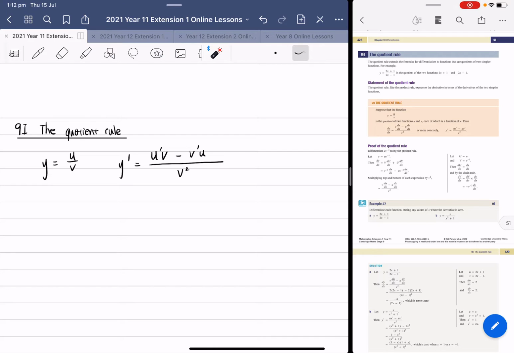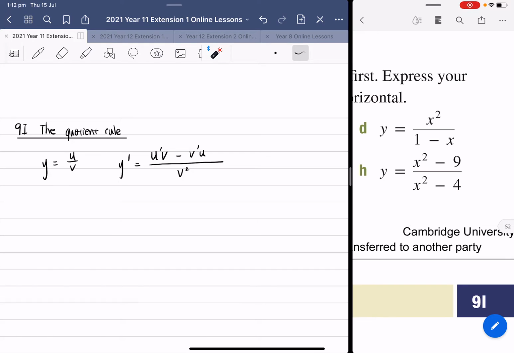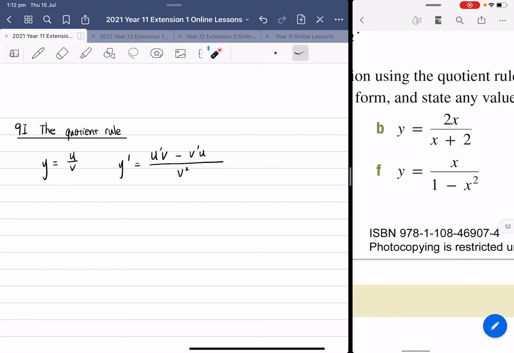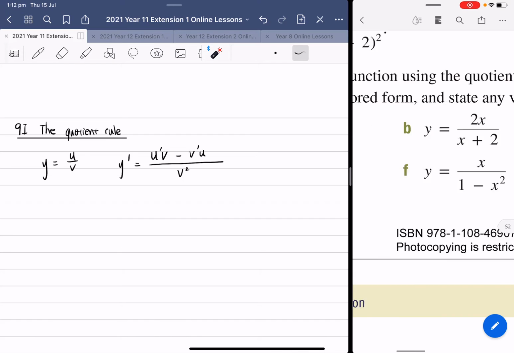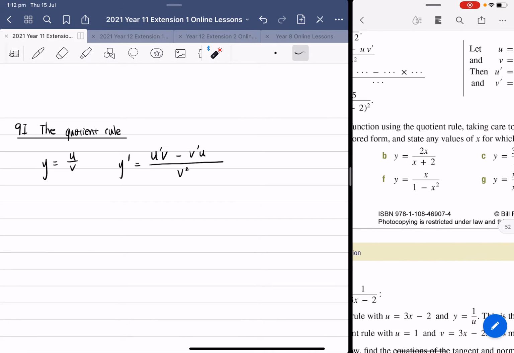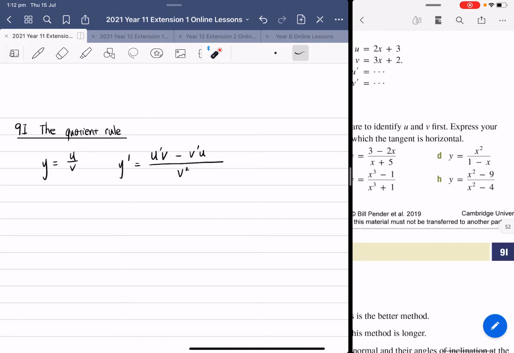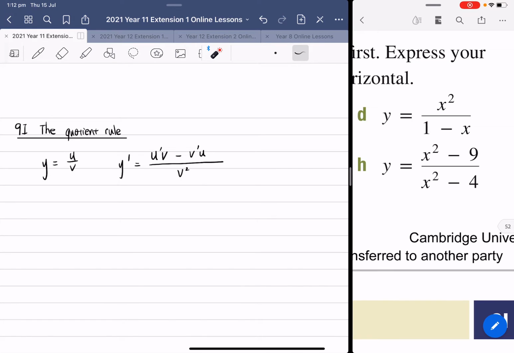Okay, so I'm just going to use a very simple example from the textbook to show you the quotient rule. All right, so probably we're going to just do this question here. That is exercise 9i, question 2H. The question asks you to differentiate it, express your answer in a fully factorized form, and state any values of x for which the tangent is horizontal. All right. Question 2H. So y is equal to x squared minus 9 over x squared minus 4.